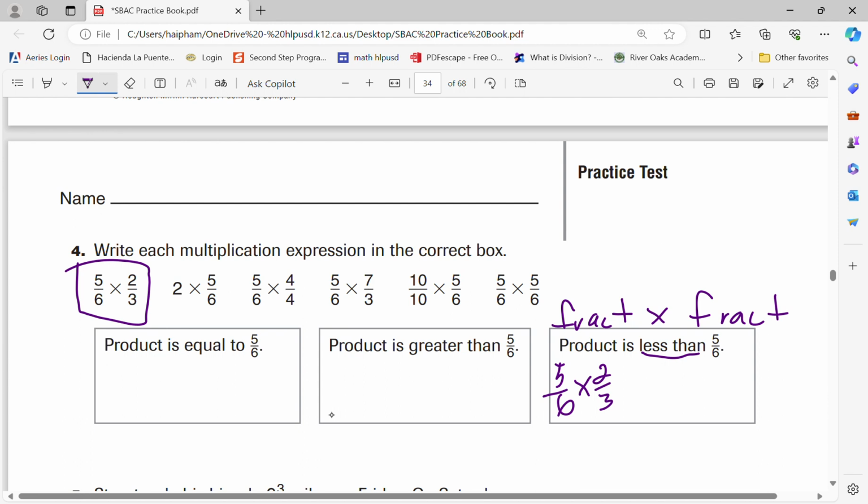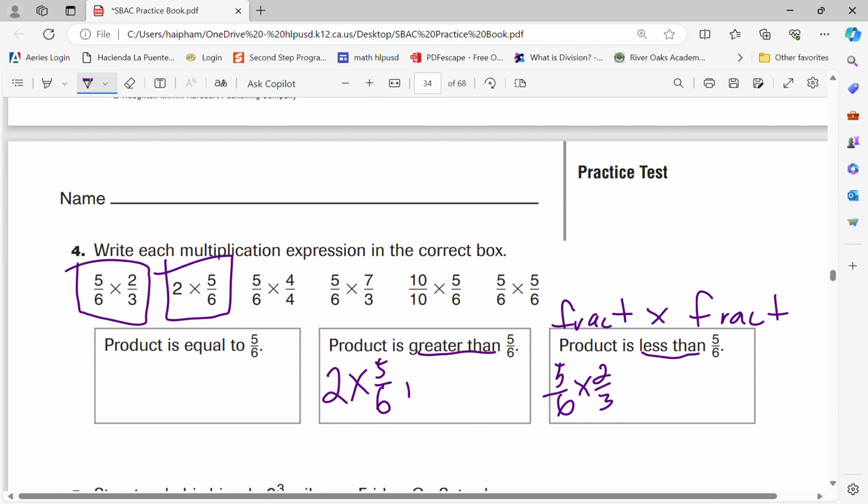All right, moving on. Here we have 2 times 5/6. Remember, greater than would be anything greater than 1. That would be your whole numbers, your mixed numbers, and also your improper fractions. So be careful there. Okay, so we're going to categorize our 2 times 5/6 here.